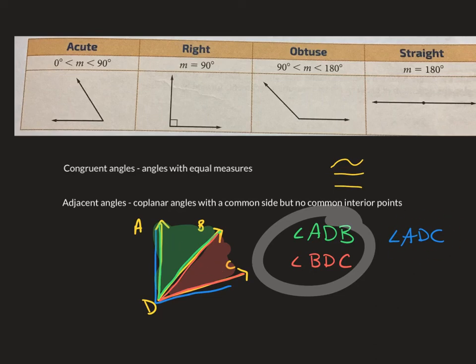ADC would not be adjacent to either of these because ADC is going to be this whole inside. Oh, I'm not on the highlighter. It's going to be this whole inside part, and that's going to overlap with either one of these angles. So that wouldn't work. They have to be up against each other. There can't be any space in between them, and they can't overlap to be considered adjacent.